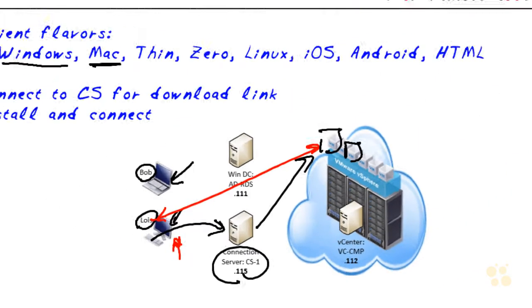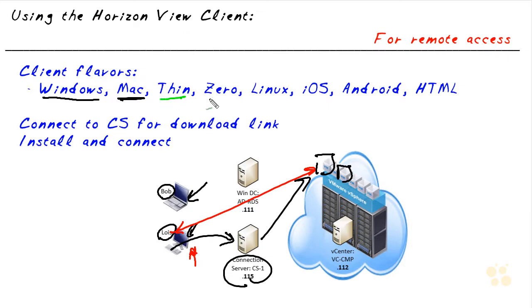Now, in addition to Windows and Mac clients, there's also thin and zero clients. For example, a thin client would be a very stripped down version of maybe Linux that just has the ability to communicate using PC over IP, which allows our users to get to their VMs, or a zero client where it's all done in firmware. It's just a box, we plug in a monitor, a keyboard, a mouse, and the software that allows PC over IP is all built into that firmware.